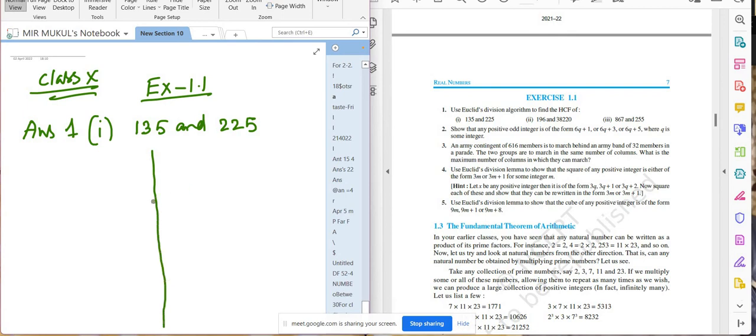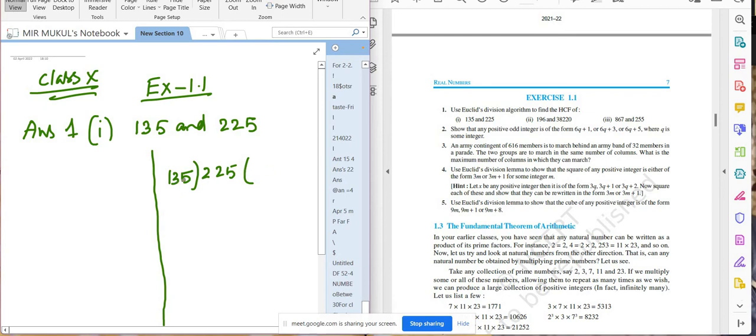You will divide into two parts. Sir, I got the answer as 45. Yeah, 45 is the answer, and I am explaining how you will write that. You will divide 225, because this is the bigger number, by 135.